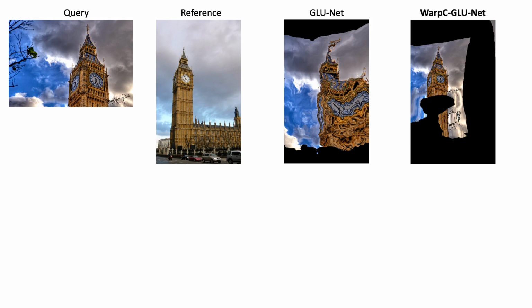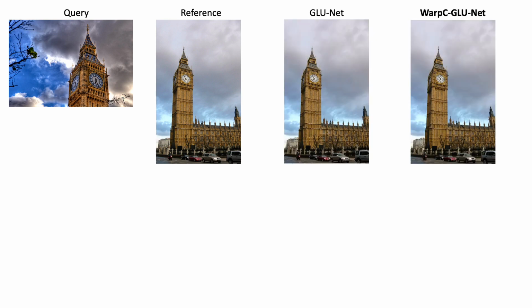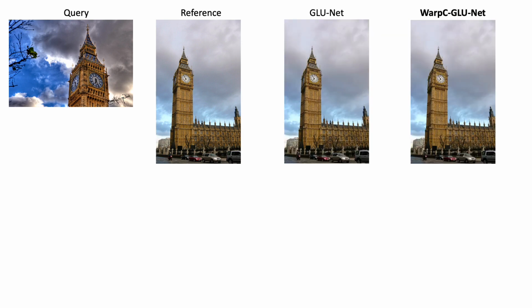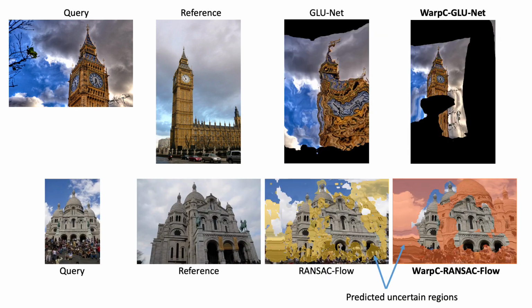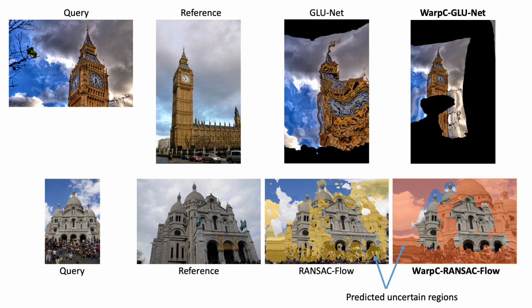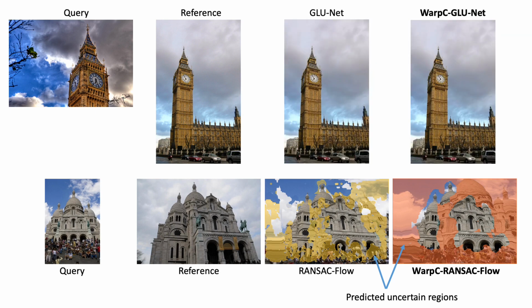Here, we visually compare GLU-Net and Warp-C GLU-Net on an image pair of MegaDepth. So we see that our Warp consistency objective allows the network to handle the large and complex 3D motion present in real image pairs. We show an example of RANSAC-Flow and Warp-C RANSAC-Flow. So while the accuracy of the methods looks similar, we see that training with Warp consistency achieves a much better confidence mask.